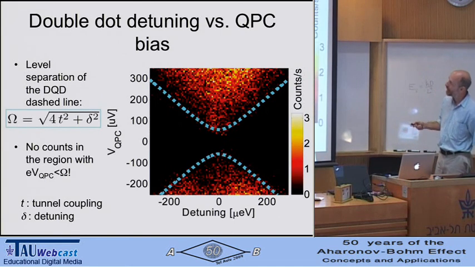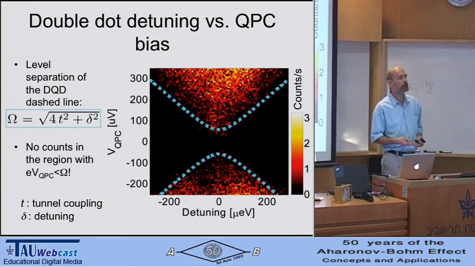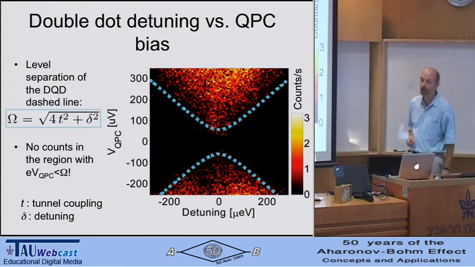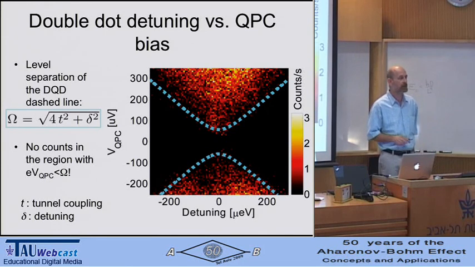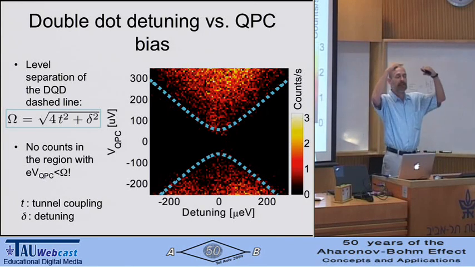So what you see here is a color scale plot, and the color scale is simply for the count signal. So the more color we have, the more electrons per second. If it's dark here, dark black means no electrons traverse the system. Then you see two axes here. The horizontal axis is the detuning. That's the energy difference between the two levels in the dot.